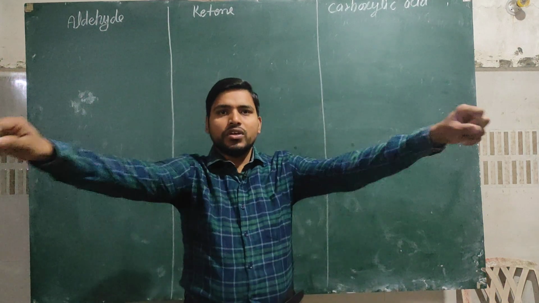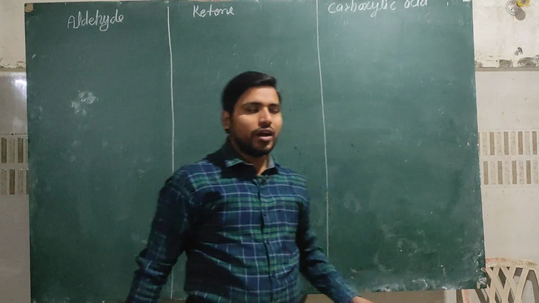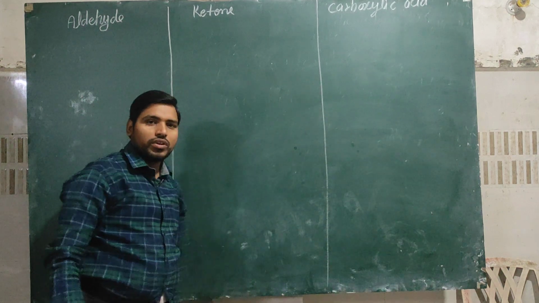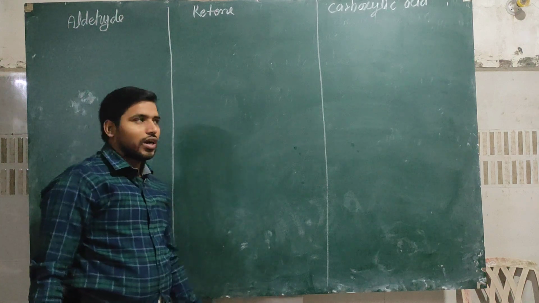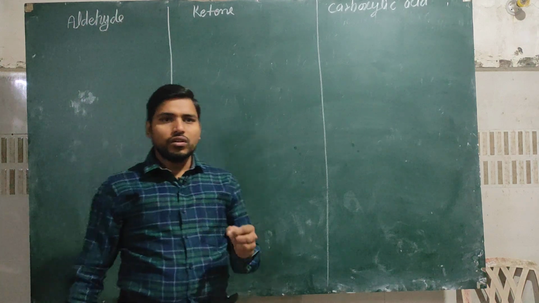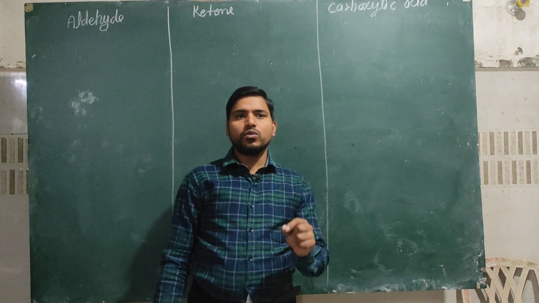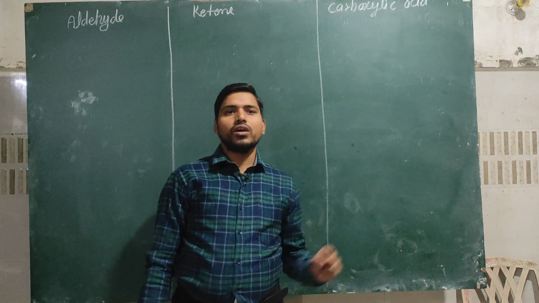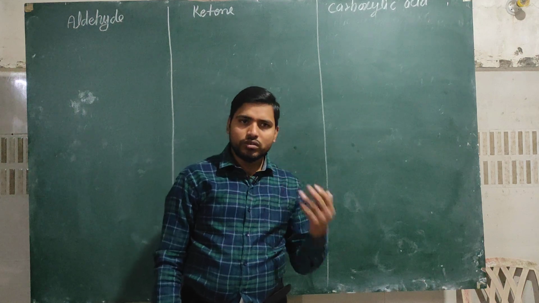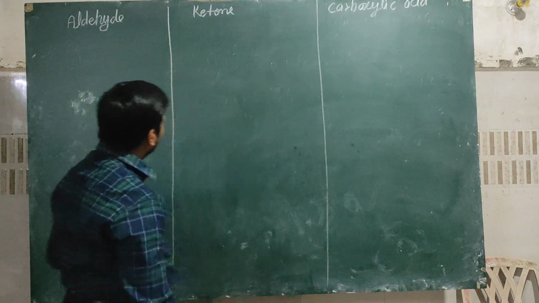ऑर्गेनिक केमिस्ट्री, जिसमें आज हम स्टडी करने वाले हैं एल्डिहाइड, कीटोन और कार्बोक्सिलिक एसिड। ओके, here we discuss about aldehyde, ketone and carboxylic acid. And the aldehyde, ketone and carboxylic acid all are related with one another, but how they are related we can see here.